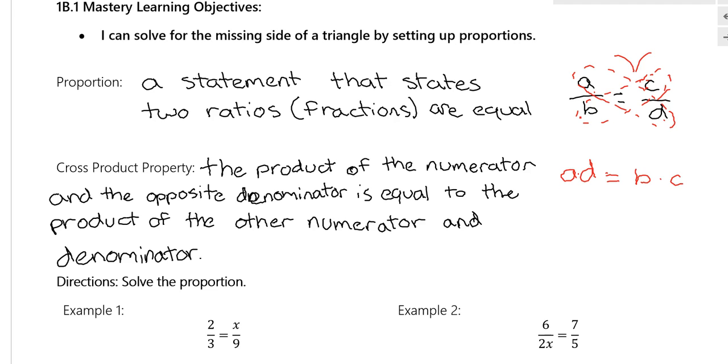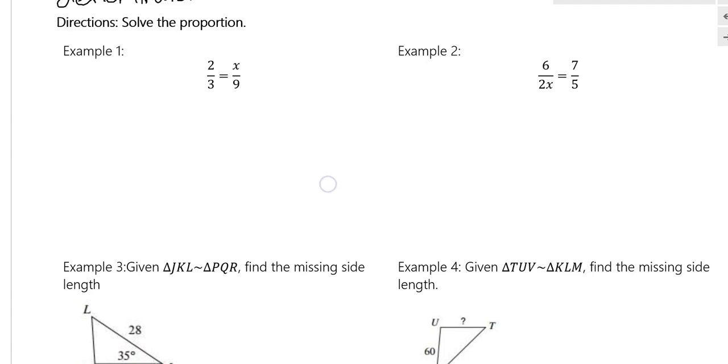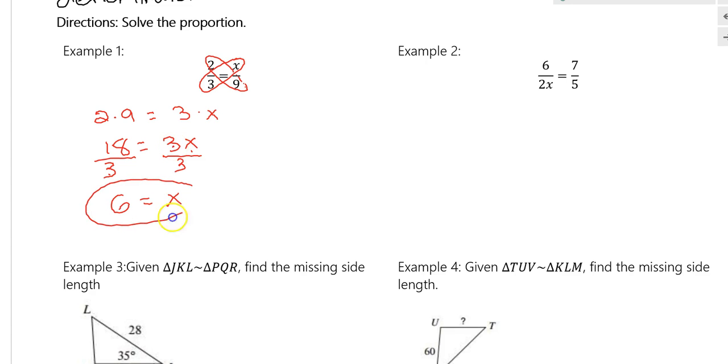So, looking at example 1, we're just going to solve some proportions. I'm going to make my beautiful butterfly. So I have 2 times 9 equals 3 times x. Okay. Simplifying, 2 times 9 is 18. 3 times x is 3x. I'm solving for x, so I need to do the opposite. I need to divide by 3. 18 divided by 3 is 6, equals 3 divided by 3 is just 1, so I'm left with that 1x. X equals 6.